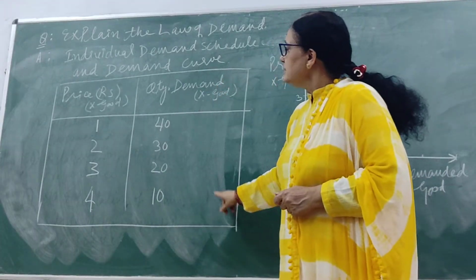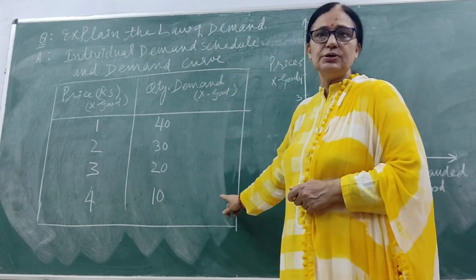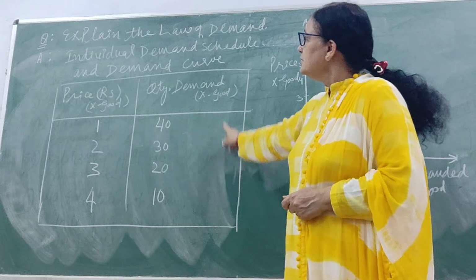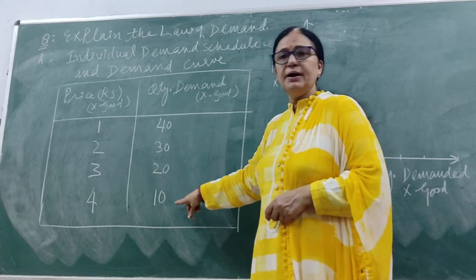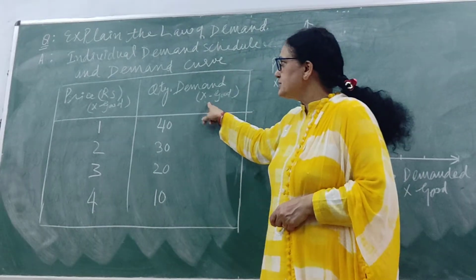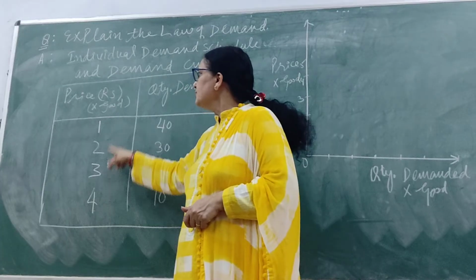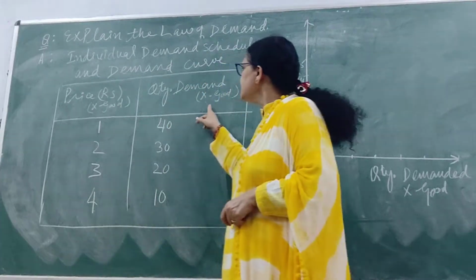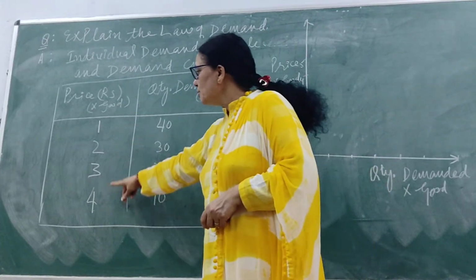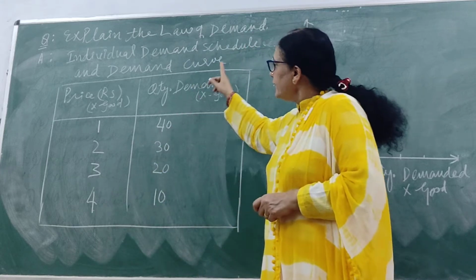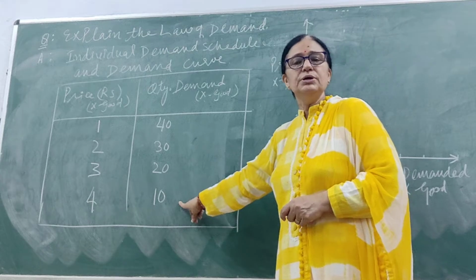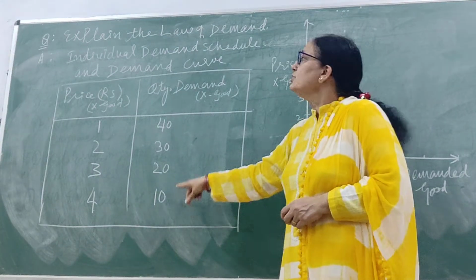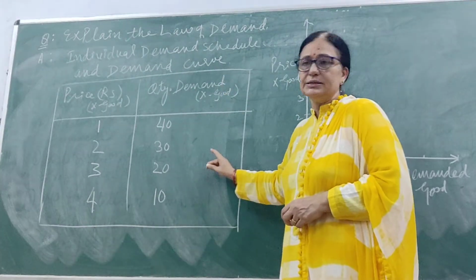This is the table, individual demand schedule. Schedule means a table. The individual demand schedule shows different quantities demanded of the product X at different prices of the product X. X वस्तु की विभिन्न कीमतों पर एक कंज्यूमर के द्वारा मांगी जाने वाली विभिन्न मात्राओं को दिखाने वाला जो शेड्यूल है वो इंडिविजुअल डिमांड शेड्यूल कहलाता है.